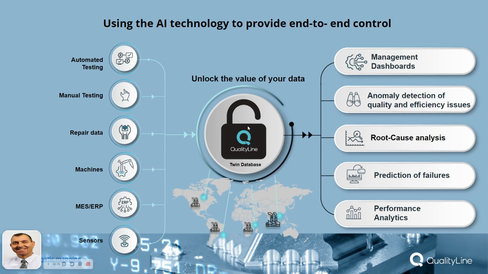Using the quality line solution, we will be able to integrate with any of your data sources, including the data from your machines, the sensors that are sitting on the machines, to create the ability for preventive and predictive maintenance. The entire data will be collected in real time to a digital twin database, and then our AI algorithms will start analyzing the data to create prediction algorithms and other analytics capabilities to significantly reduce downtime of your machines.